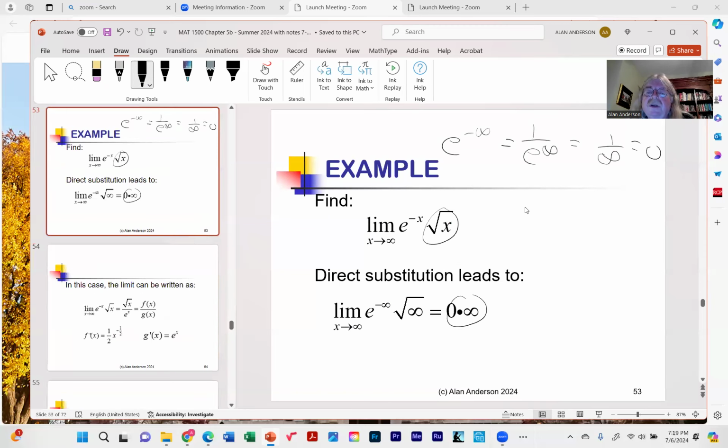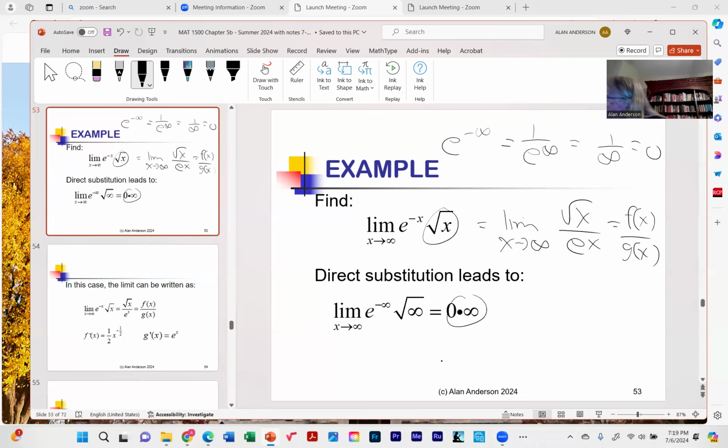So here's what we could do. We could use our cleverness to recognize that this is the same thing as this. And all of a sudden we have a ratio now. Guess what we can do? We can apply L'Hopital's rule. So f prime of x will be 1/2 x to the minus 1/2, and g prime of x will be e to the x. So let's see what happens when we try to take the limit of that ratio.